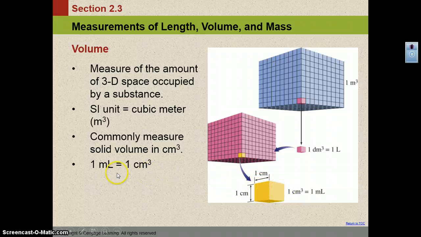One of the things you need to know is that a milliliter and a cubic centimeter are the same unit. They both are volumetric, but milliliter tends to refer to a liquid measure, and cubic centimeters tends to refer more to a solid measure, but they're the same amount. If I were to take a milliliter and pour it into a cubic centimeter, it would fill it up completely. And a cubic decimeter is the same thing as a liter.